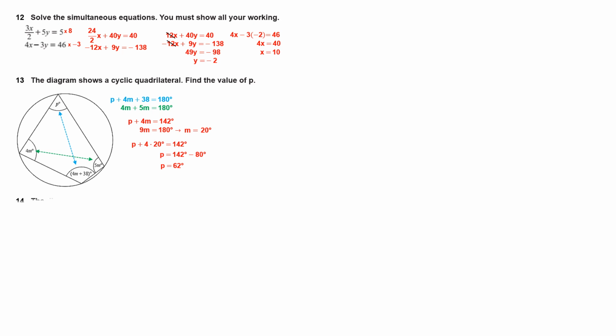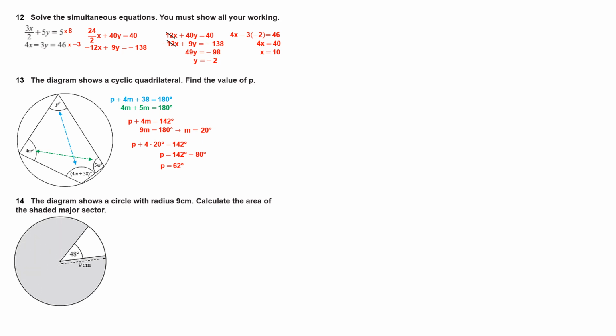Question 14. The diagram shows a circle with radius 9 centimeters. Calculate the area of the shaded major sector. To calculate the area of the shaded major sector, you first need to determine the angle of the major sector. This angle is found by subtracting the angle of the minor sector from the total angle of the circle. If you are familiar with the formula for calculating the area of a sector with a central angle theta, you can use that. However, if you are not, you can solve this problem using direct proportionality.